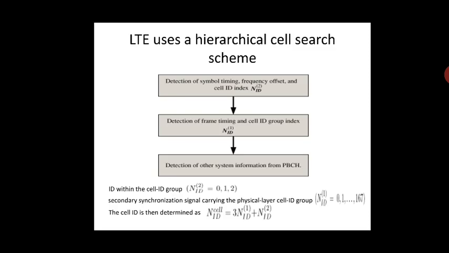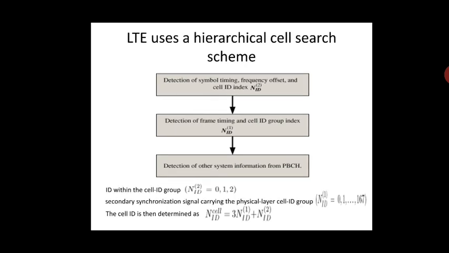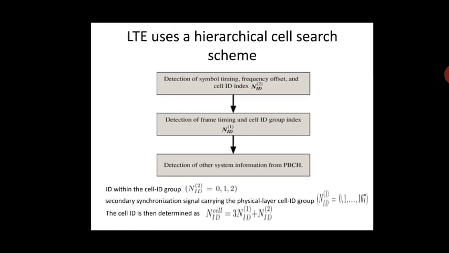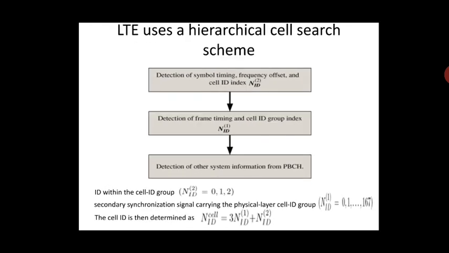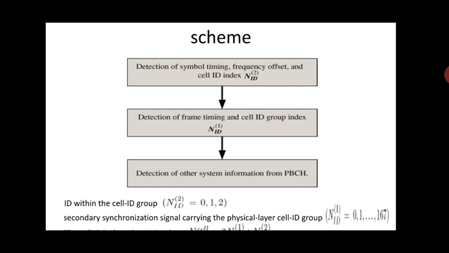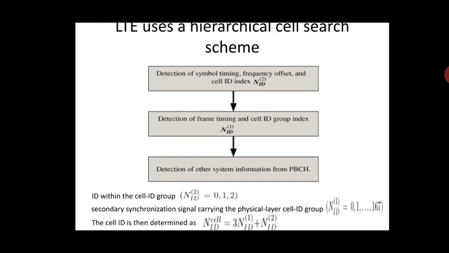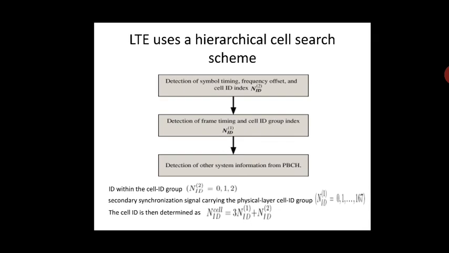This is the hierarchical search scheme, how it will be systematically followed. We'll see it one by one with a block. The first step is detection of symbol timing, frequency offset, and cell ID index, given by NID raised to 2. The next step is detection of frame timing and cell ID group index. The group index is allocated. And then detection of other system information from PBCH. We'll see one by one.